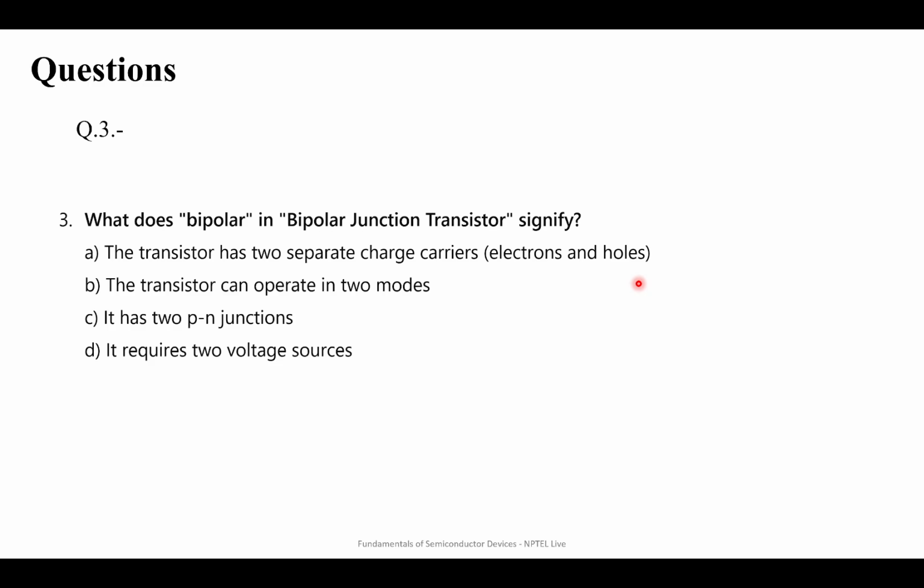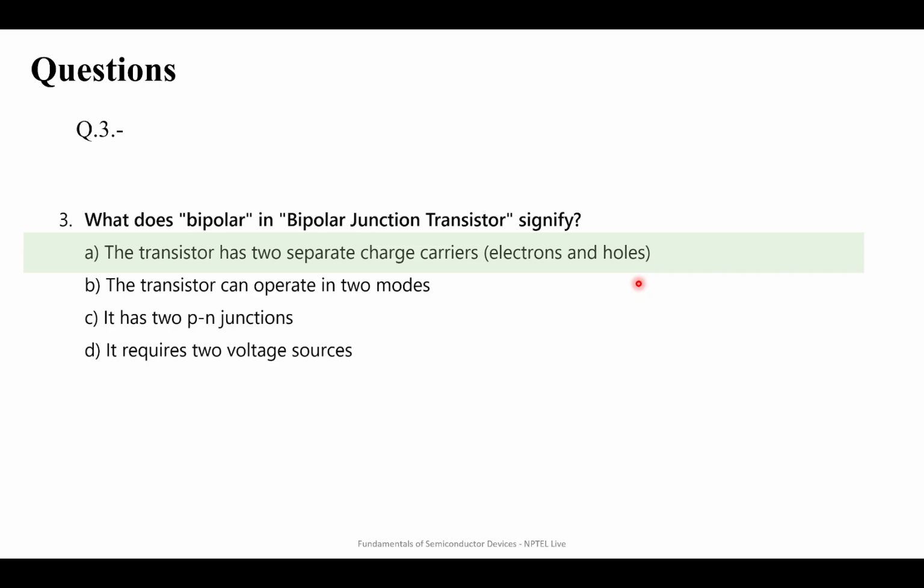Next question. What does bipolar in bipolar junction transistor signify? A. The transistor has two separate charge carriers, electrons and holes. B. The transistor can operate in two modes. C. It has two PN junctions. D. It requires two voltage sources. The correct answer would be A. The transistor has two separate charge carriers, electrons and holes.